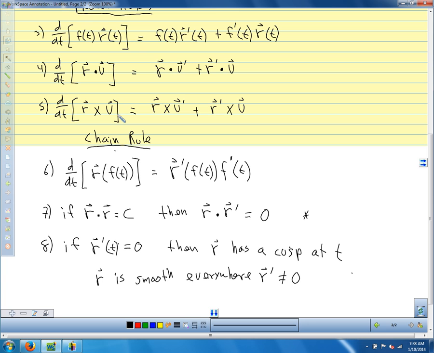Questions about our properties? Derivatives of vector valued functions, integrals of vector valued functions, not really difficult, not really new. Yeah, we will do some interesting things with derivatives and integrals of vector valued functions.